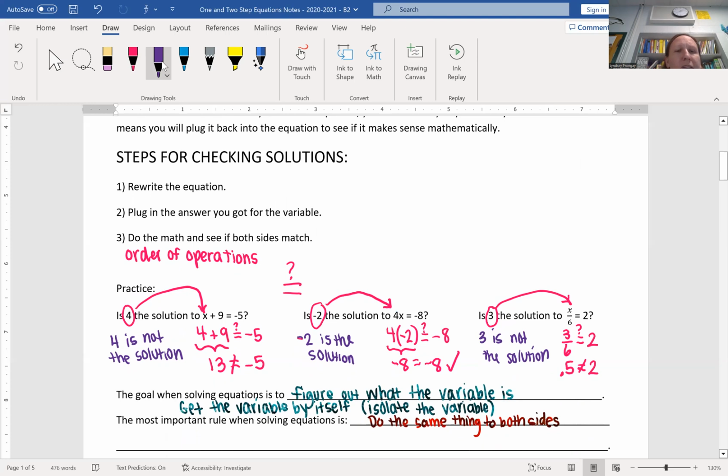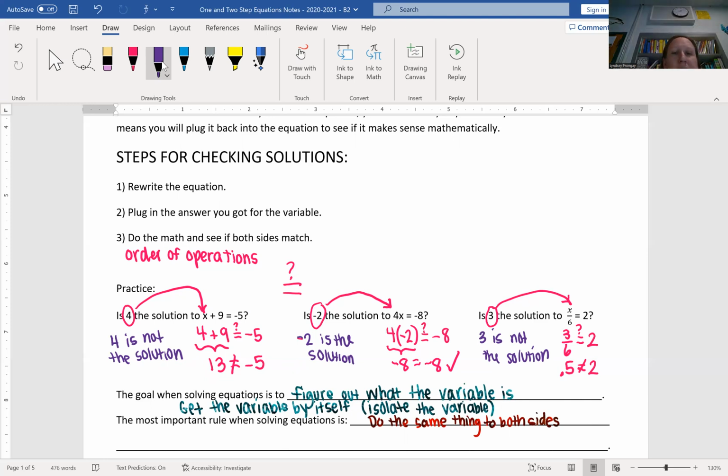So the goal when solving equations is figuring out what the variable is. In order to do that, you have to get the variable by itself. There are going to be numbers on the same side as your variable, and you want them to all go away and get the x, or whatever variable you're solving for, by itself. You might hear us say, isolate the variable. Isolate the variable means get that variable by itself.